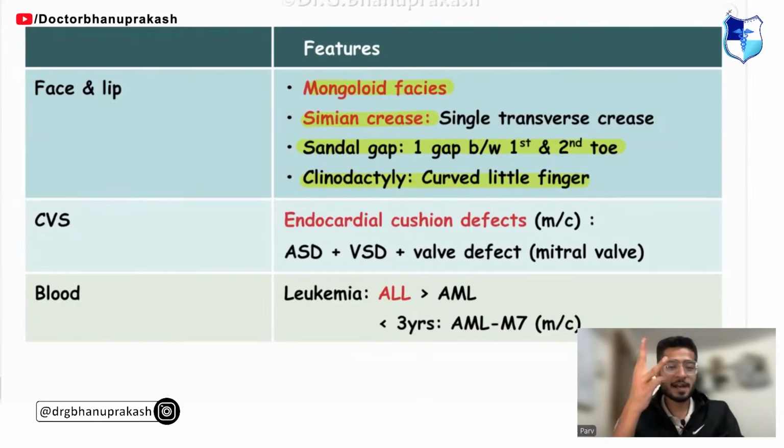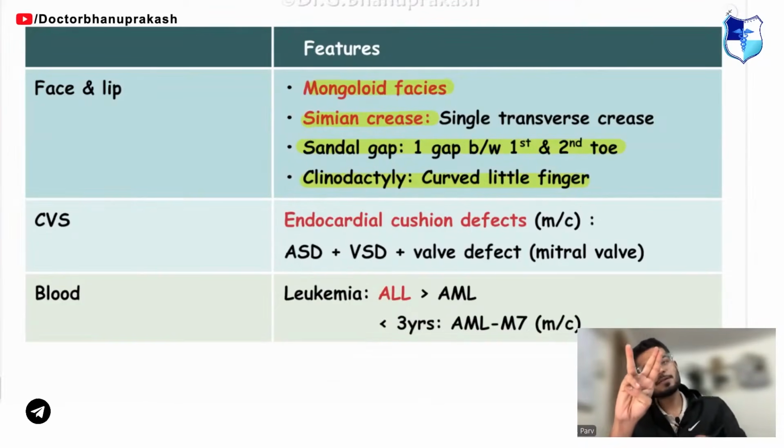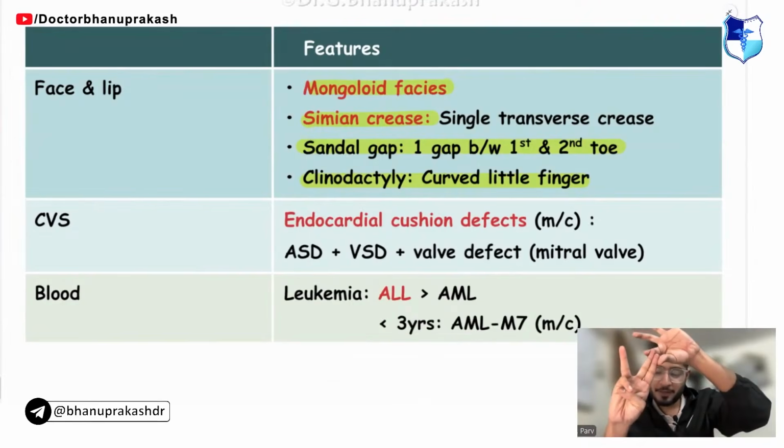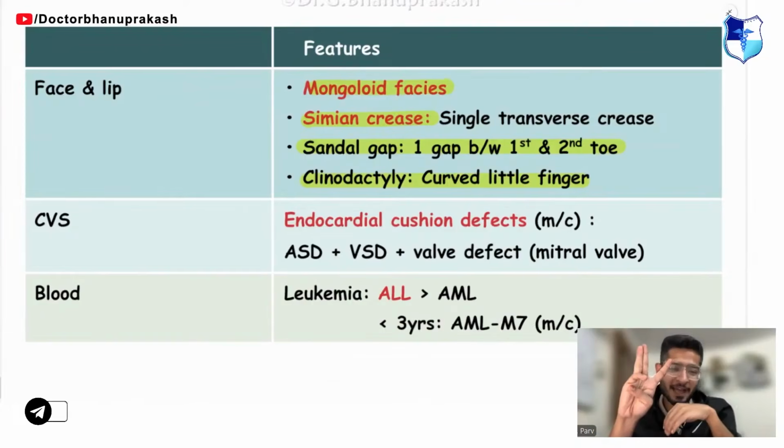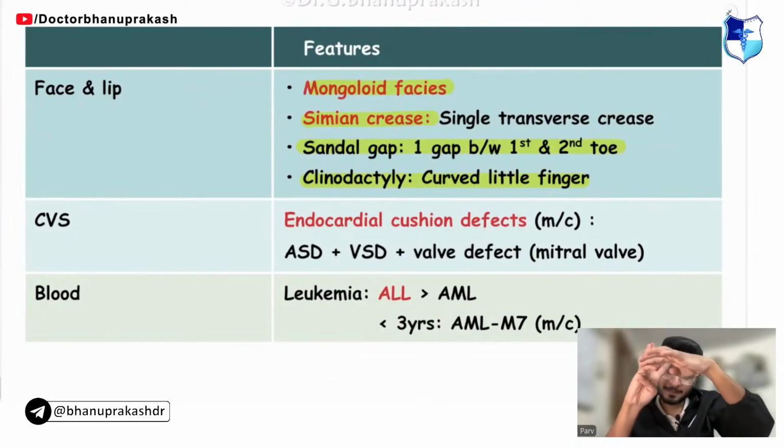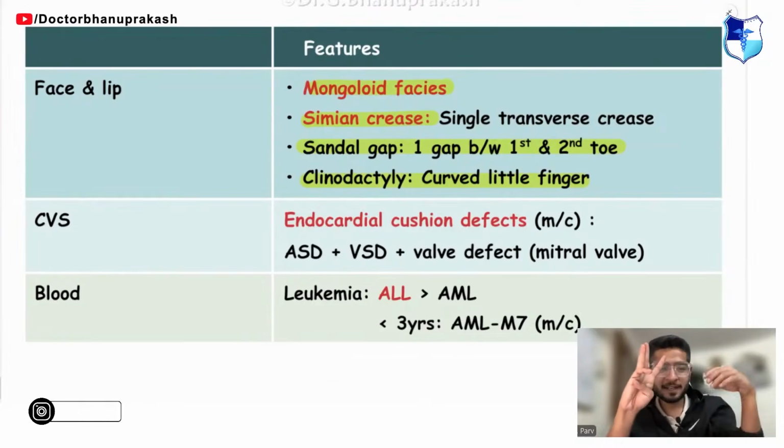the Down's hand. So this is the Down's hand. So what is Down's hand? There is a sandal gap, which is going to be there. What is this? This is the clinodactyly, curved little finger.